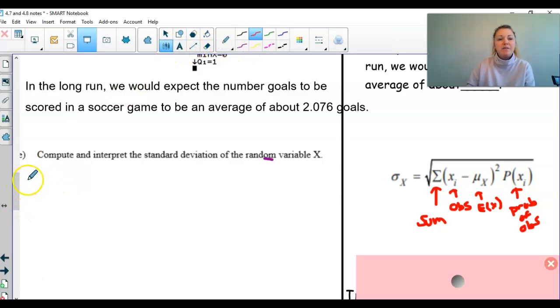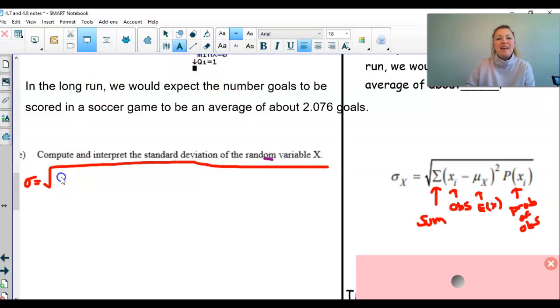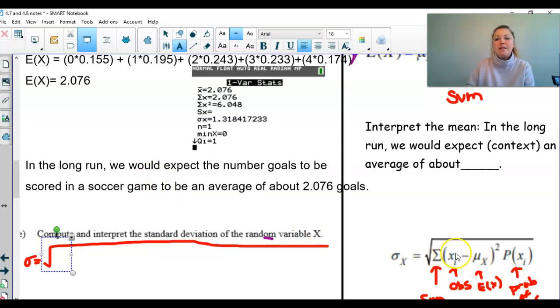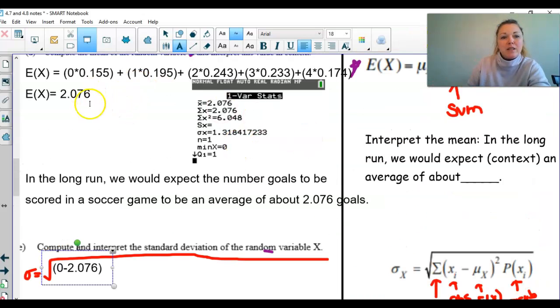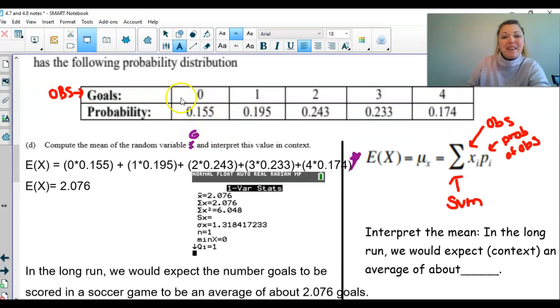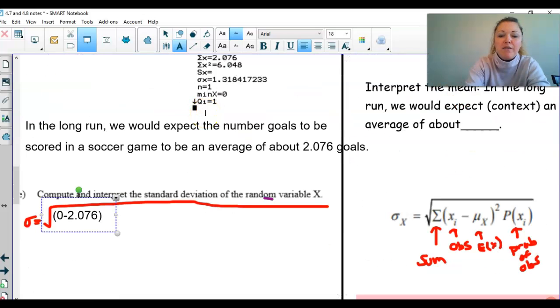The standard deviation is equal to the square root. Now I'm going to start typing so it looks nicer. Okay, so we're going to take the first observation. The first observation is 0, minus the mean of the distribution, the expected value, 2.076. We're going to square it, and then we're going to multiply it by the probability of that observation. So that's 0.155.